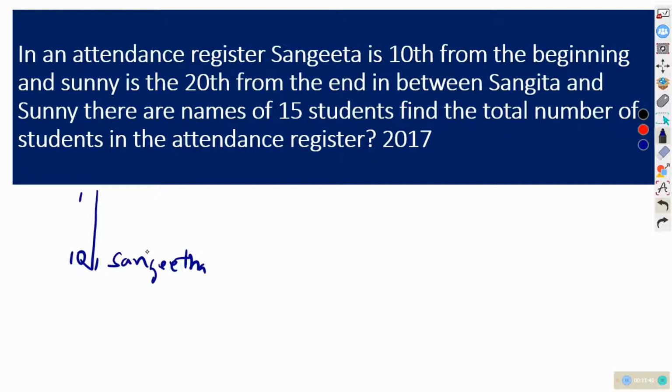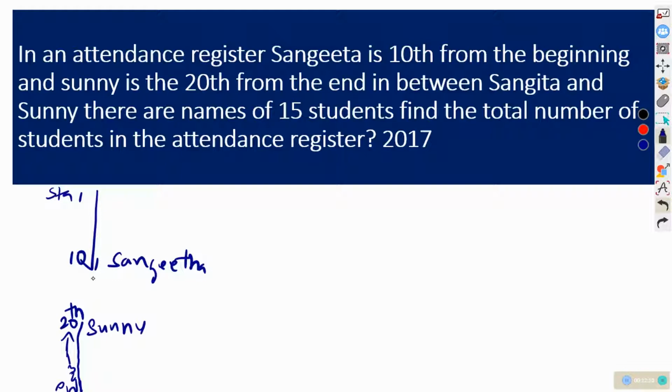Sunny is at the 10th position, and Sunny is at the 20th from the end. Sunny's name is from here. When we count from the end, this is the start. If you count from here, the 20th position is Sunny. The counting is from here: 1, 2, 3, and the 20th position.